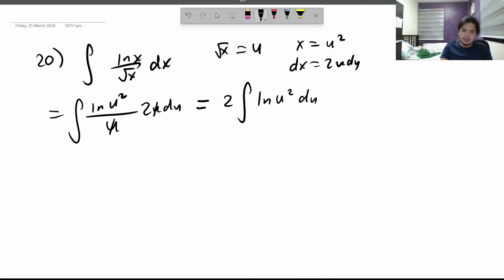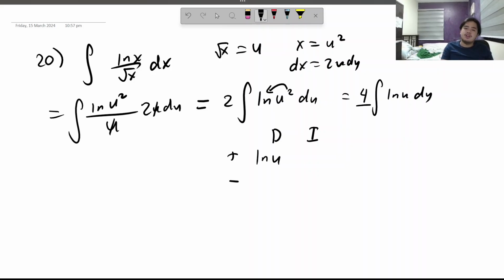Now, if you know your logarithmic properties, you know that you can bring that power of 2 out here. So we get 2 times 2 is now 4, and then ln of u du. Ln of u. How do we solve that? Well, we can use the DI method. Ln u in the D column, like earlier. And what's in the I column? That's the thing.